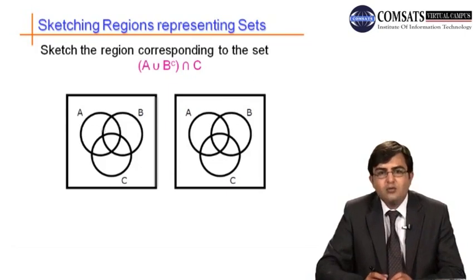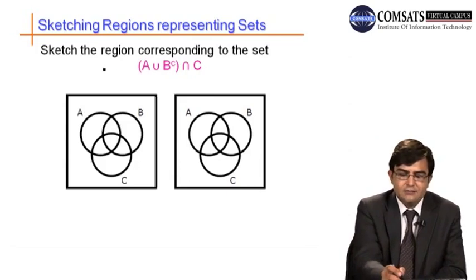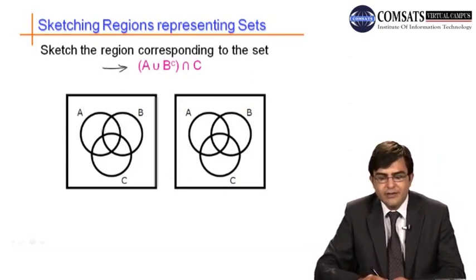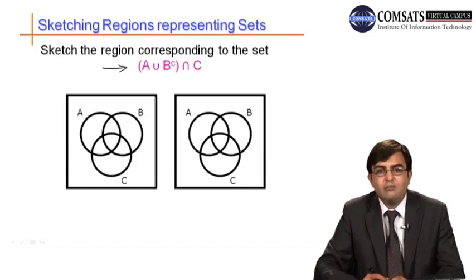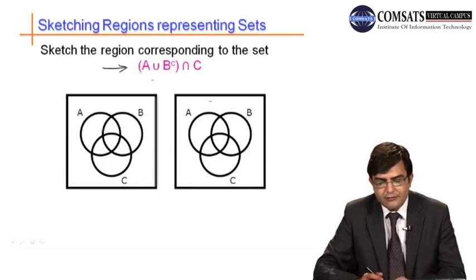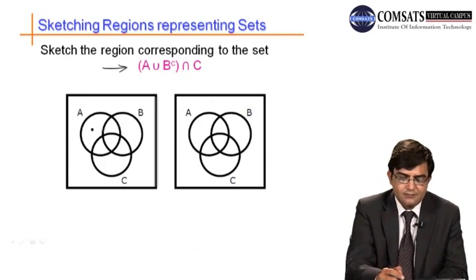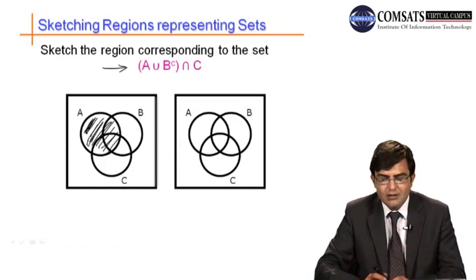Next, how we sketch the region representing sets. For example, if we have this set A union B complement intersection C, we have 3 sets. How can we sketch or mark the region corresponding to this set? First of all, we have to take A. A is basically this whole set. We take the union of A with B complement.